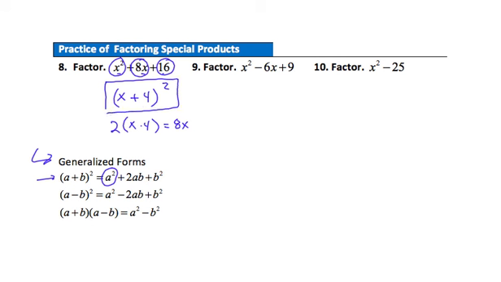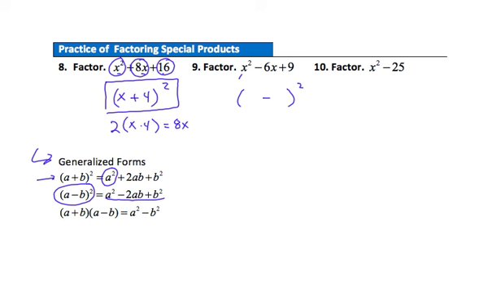Let's take a look at the next one here. x squared minus 6x plus 9. Let's see our generalized forms down here. This matches up with this one right here: a squared minus 2ab plus b squared. Let's see if it works. My final factored form is going to look like this: a minus b, squared. So let's put a minus sign in between there and put a squared up there. Then figure out what our a and b would be.